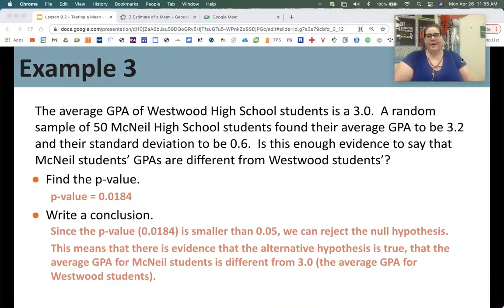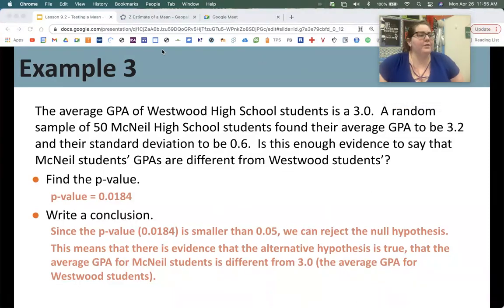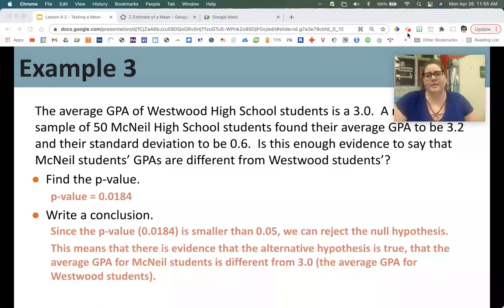So that is how we do a hypothesis test and write conclusions for it. That is it for now, and we will discuss this in class next time.